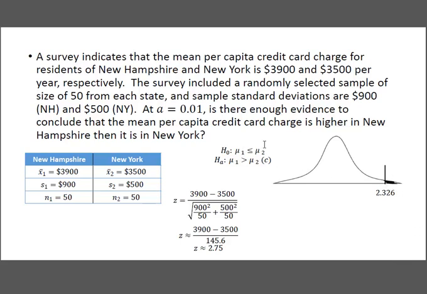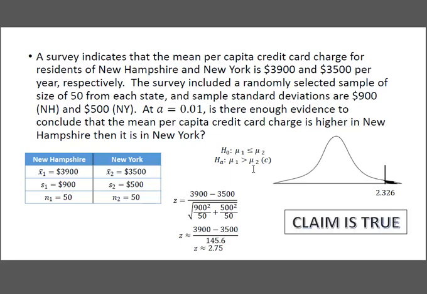That means H0 is false, HA is true, which means, yes, indeed, this claim is true, that the credit card charge is higher in New Hampshire than it is in New York. So that would be the answer to this problem.